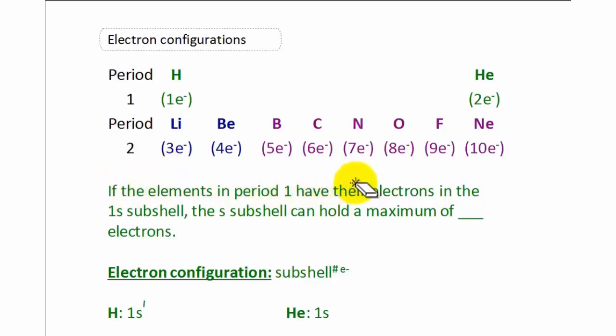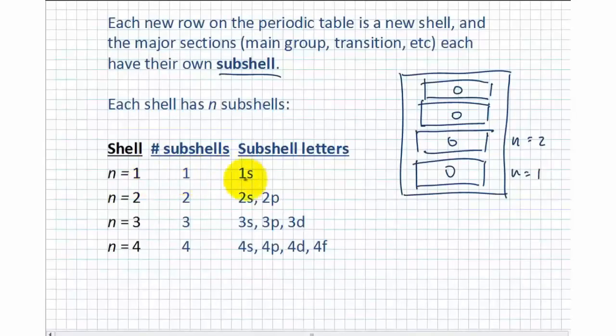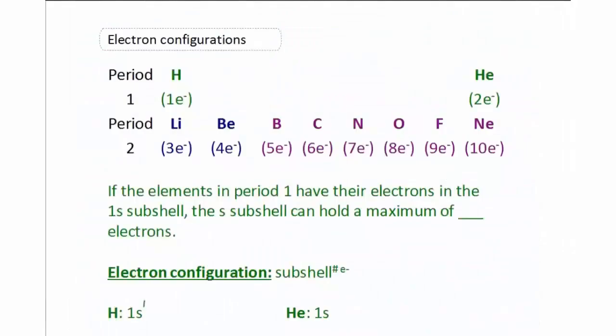So if the elements in period 1 have their electrons in the 1s subshell, remember, the first shell just has that one place where electrons go, so we just call it 1s. That's just that one first place. That s subshell can hold a maximum of 2 electrons, because anything after helium, right here, as soon as we go into a new row, we have to start putting electrons into the next shell. When we get over here, that means we've filled up a shell, or if we're looking at those drawers, that drawer is full, and now we have to start putting things into the next one.